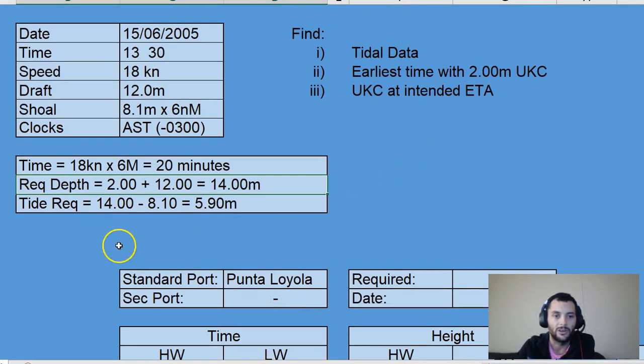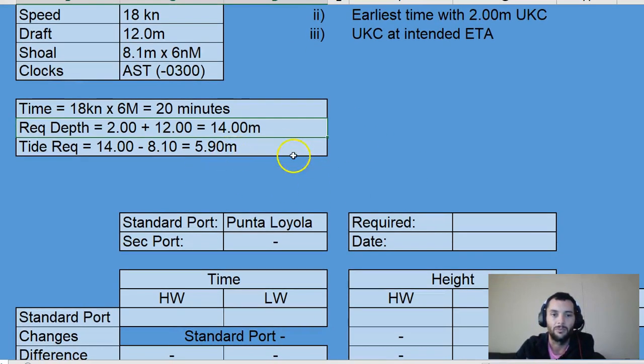So we're going to need the tide to be the following. We need a depth of 14. The current depth that we have available is 8.1 according to the chart. So that means we need an additional 5.9 meters, which will have to be the tidal height for us to actually clear that shoal with the 14 meter depth that we need. So we need 5.9 meters of tide.